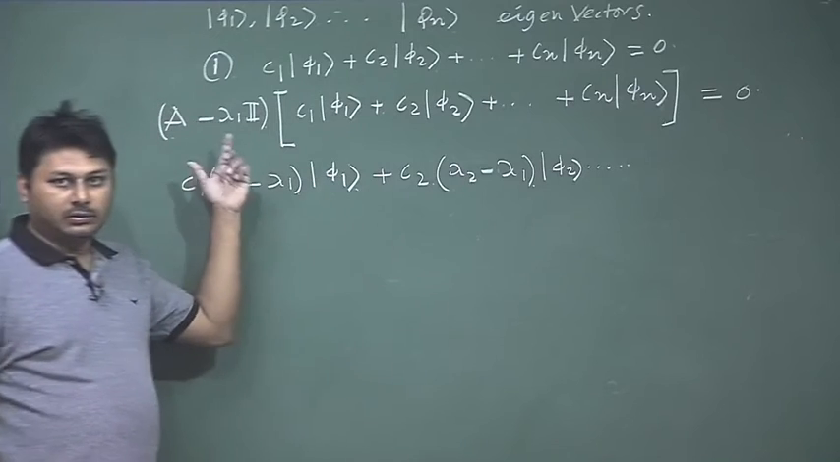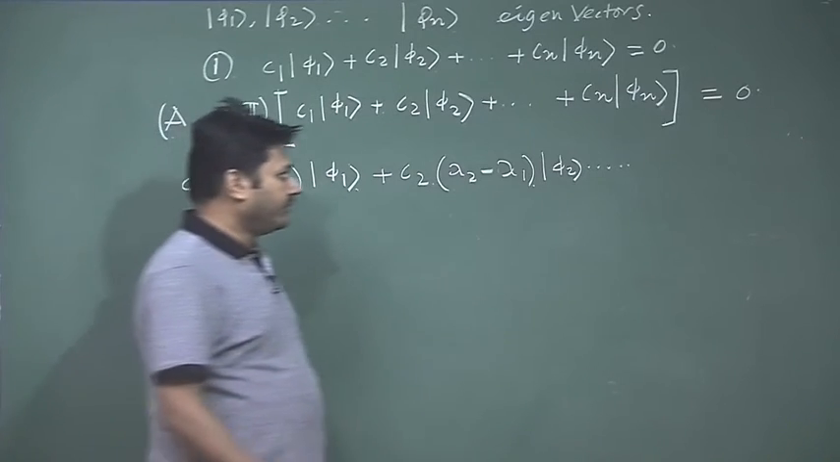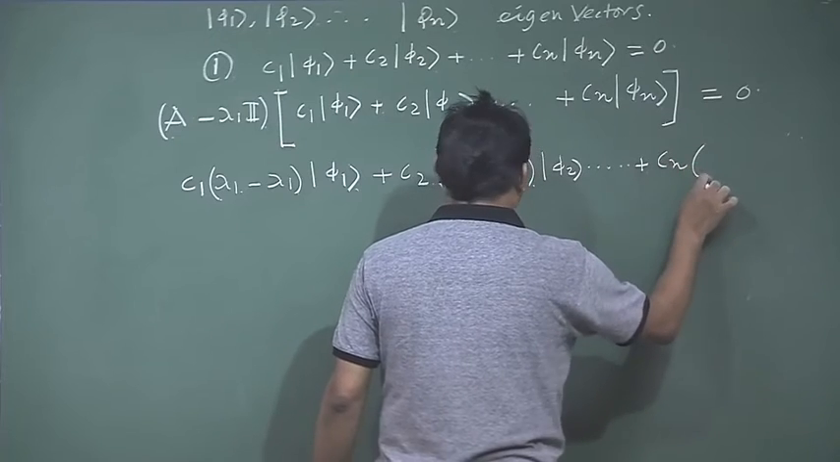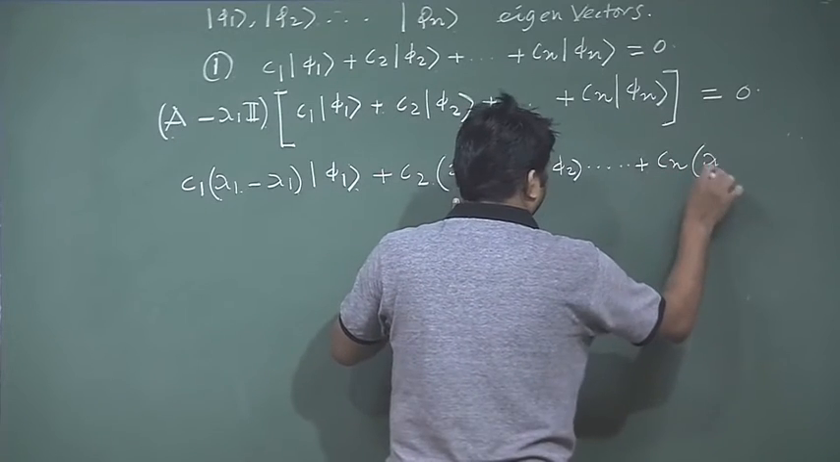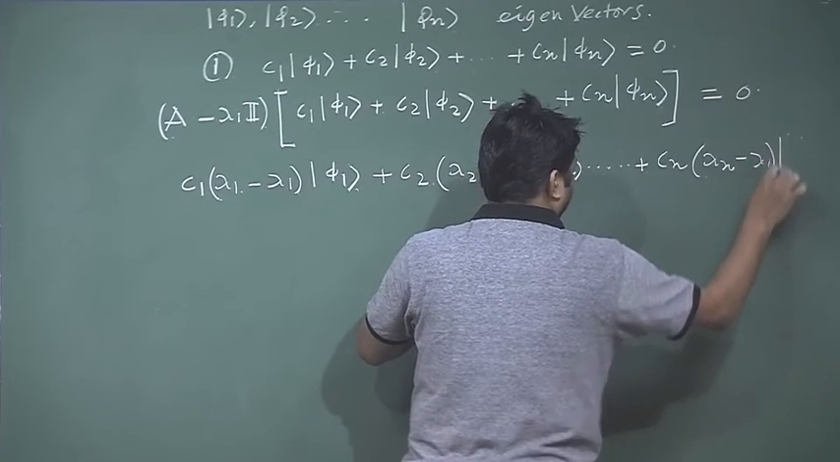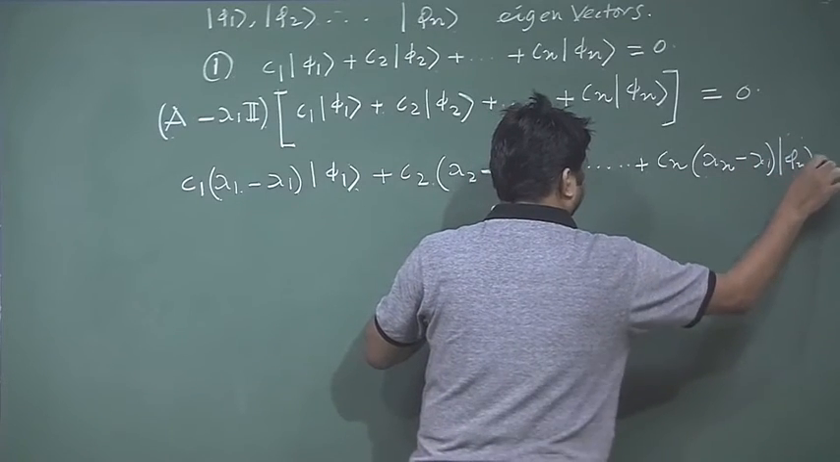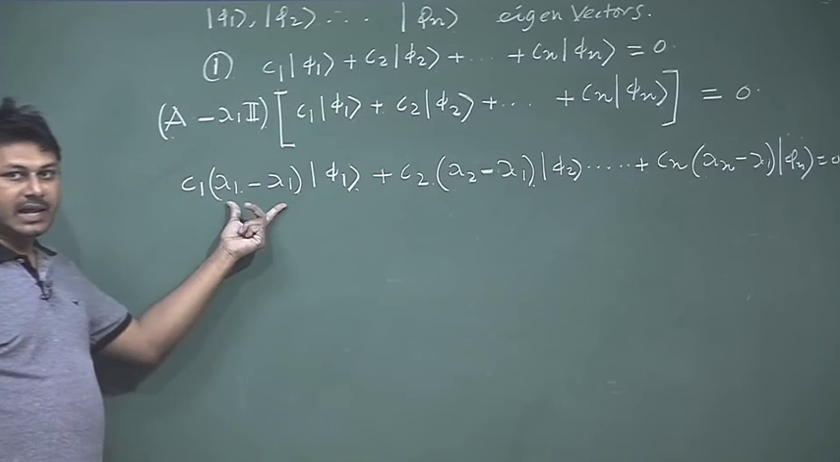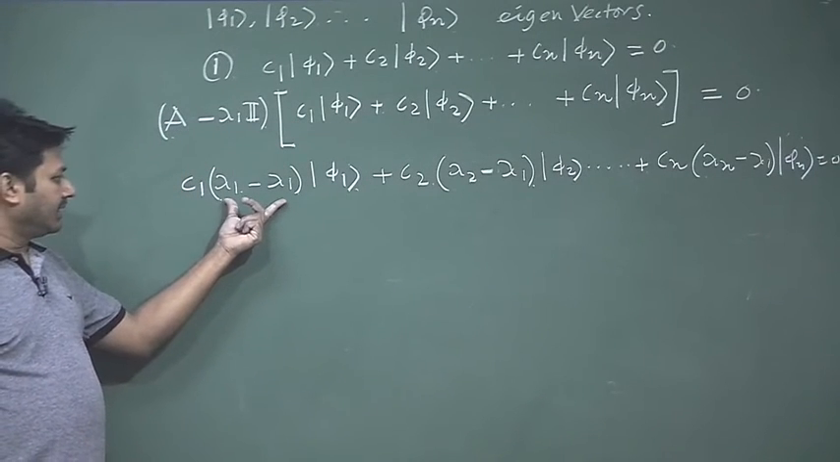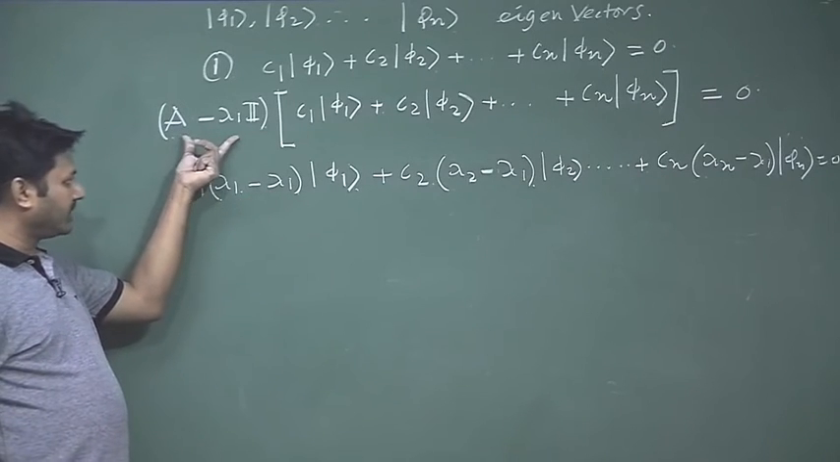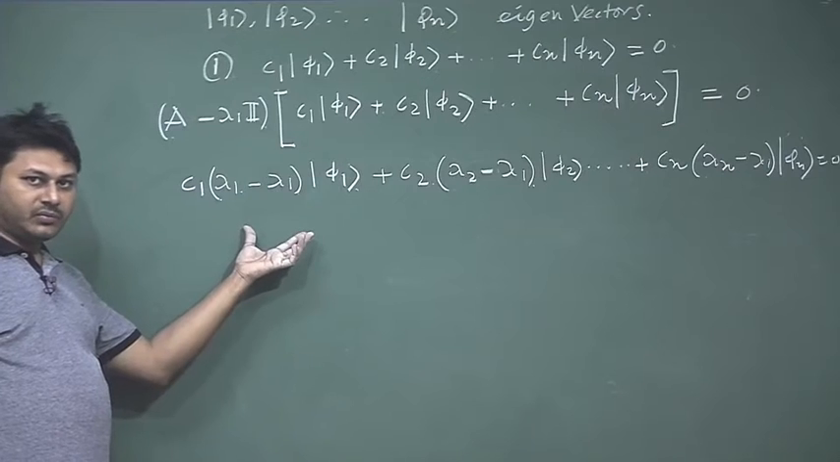If I go on, then I will have my final term Cn(λn − λ1)φn = 0. Now, the first term you can see is 0, because λ1 − λ2 is 0. So, after putting this operation over that, what equation am I getting?